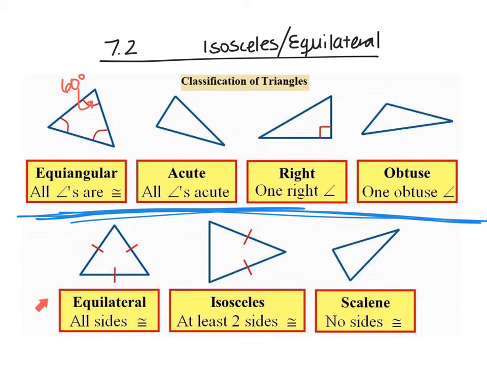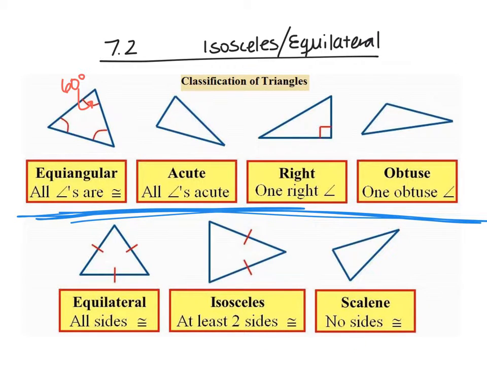These bottom four down here are all ways to classify by sides. So equilateral means that all the sides are equal. So notice that one is equiangular, the other one is equilateral. Lat is another way to say sides. All right, and then isosceles has, notice this definition, at least two sides that are congruent. And then scalene, no sides that are congruent.